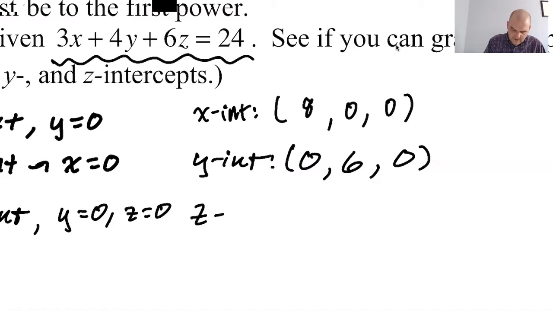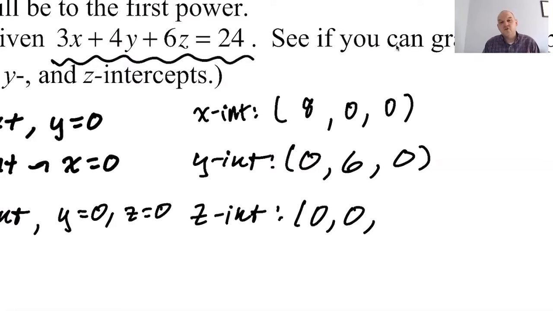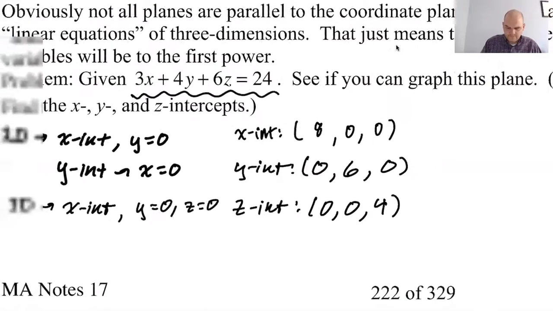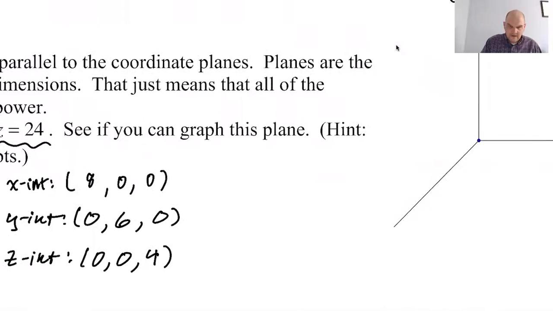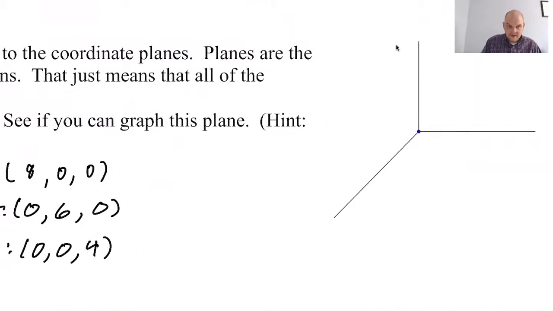If I want the z-intercept, I know that everything except z will be 0. x is 0, y is 0. My equation then becomes 6z equals 24. Divide by 6, I get 4. All right, so how does this help us? Well, I have (8, 0, 0), (0, 6, 0), and (0, 0, 4).